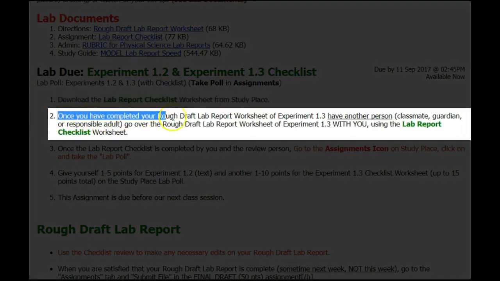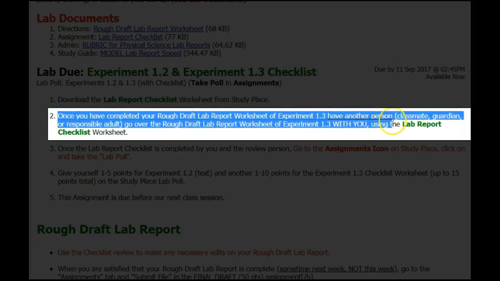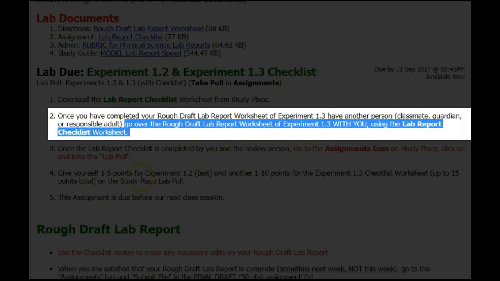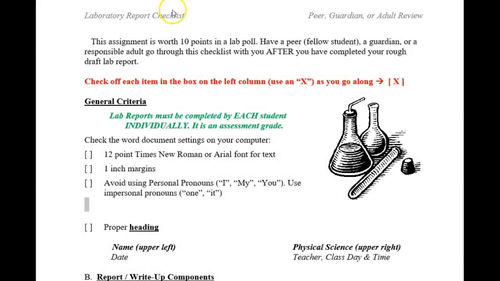Once you've completed the rough draft worksheet that I just went through thoroughly on this video, you're going to have another person. That could be a classmate, it could be a guardian, or a responsible adult. So you can do this at home, or you could do it with a classmate in a study room. You're going to go over your rough draft report worksheet, Experiment 1.3, using the lab report checklist. This is the lab report checklist.